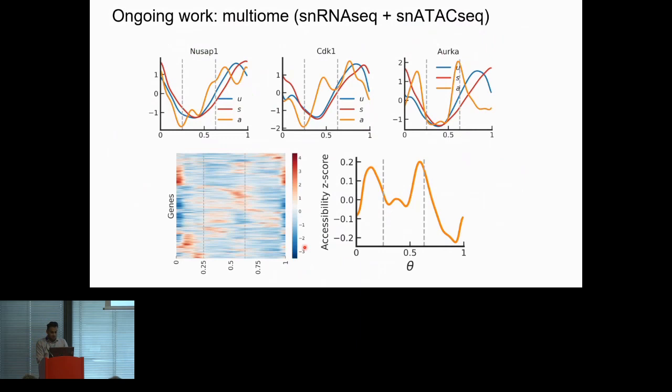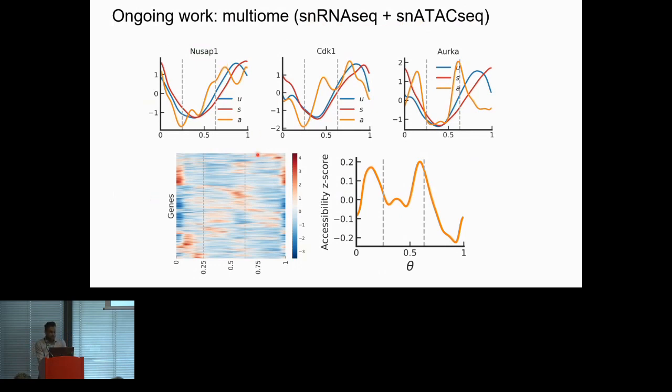And then this is ongoing work. We collected some data on multiomics. So this is single nuclear RNA-seq and single nuclear ATAC-seq for the same cells. And what I'm showing here is we get a peak in accessibility first, followed by the unspliced, and followed by the spliced, which is what we expect.